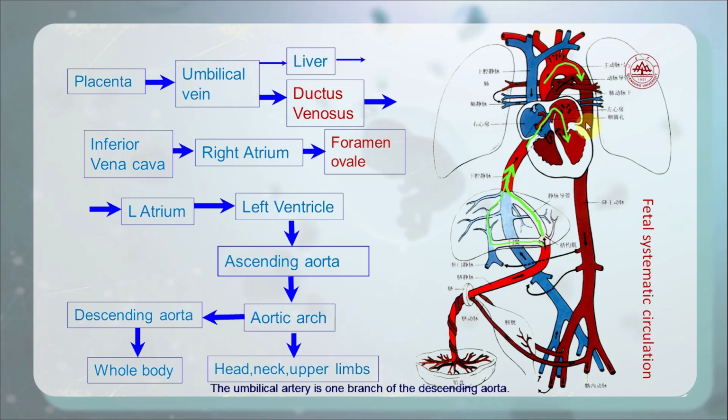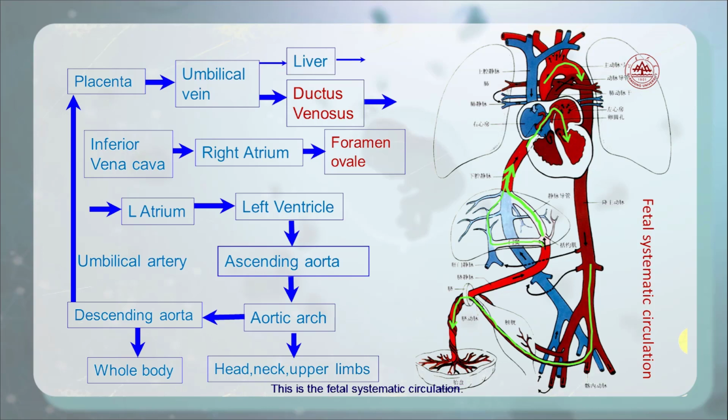The umbilical artery is one branch of the descending aorta. Then the umbilical artery carries poorly oxygenated blood into the placenta. Well, this is the fetal systemic circulation.